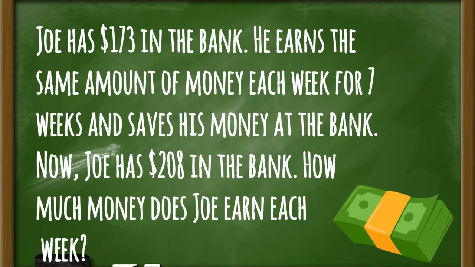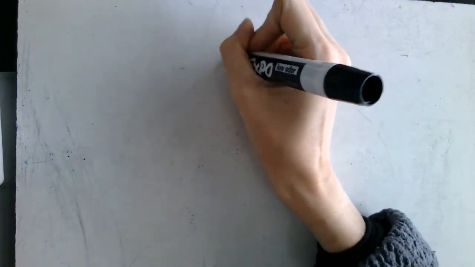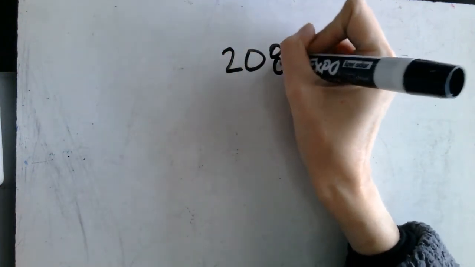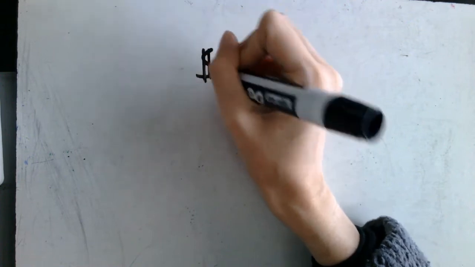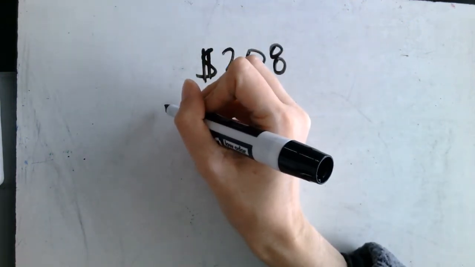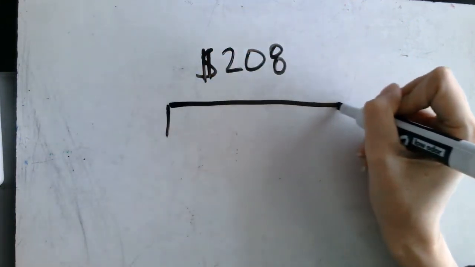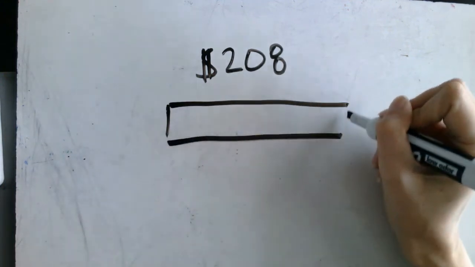Let's start by drawing a picture. Pick up your markers and follow along with me. Now, in the problem, we were told that Joe has a total of $208 in his bank account now. So that's the total of what he's working with. Let's draw a picture.